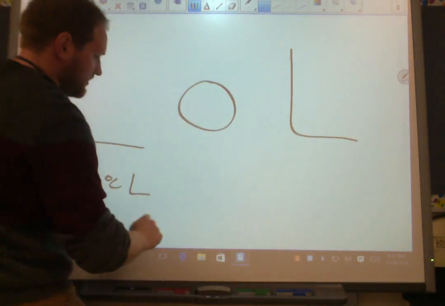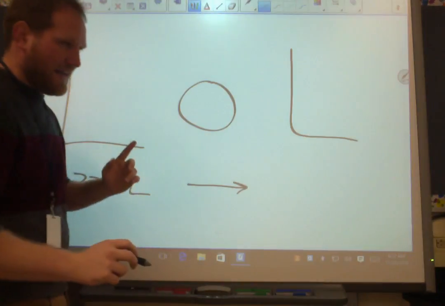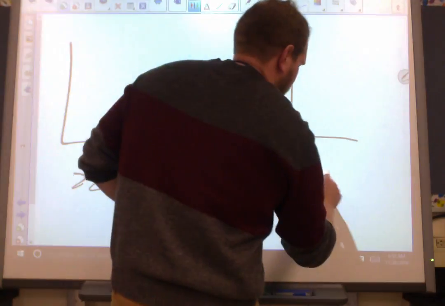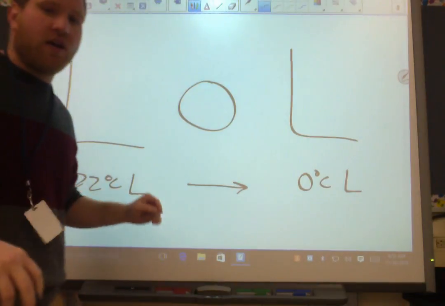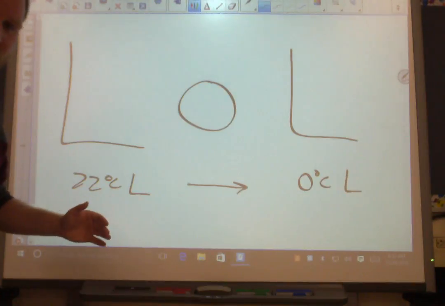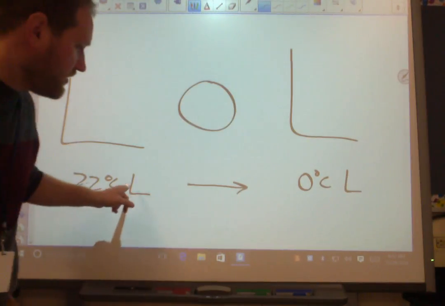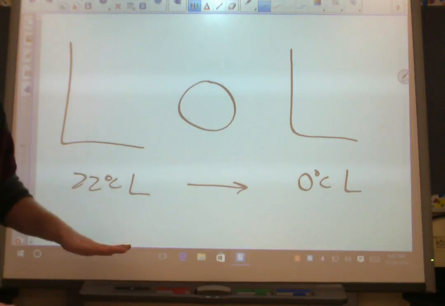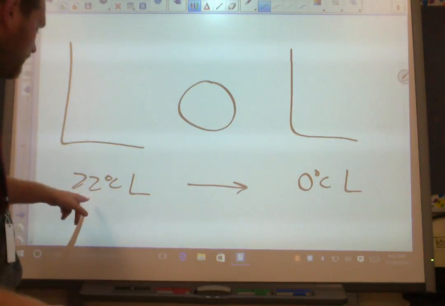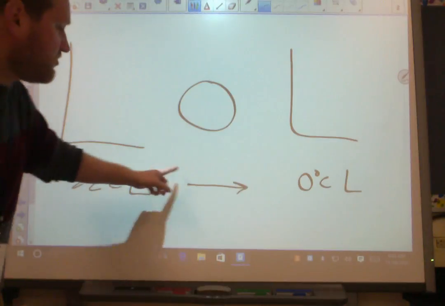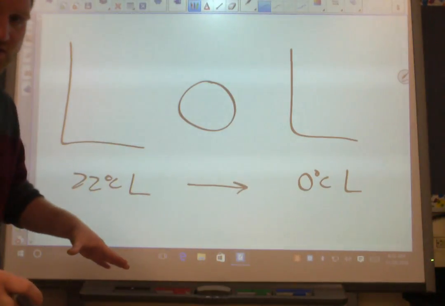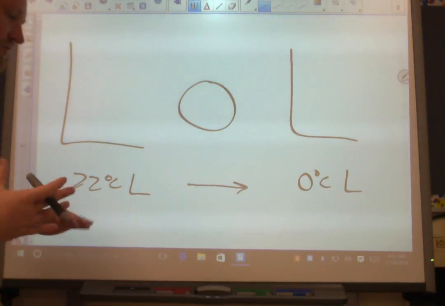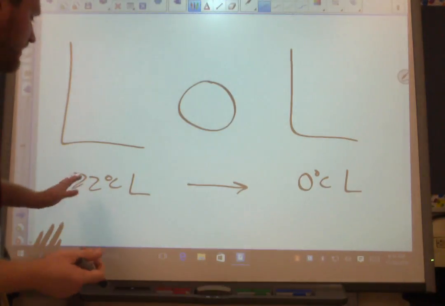22 degrees Celsius liquid, and that's going to turn down into 0 degrees Celsius liquid. Yes, it's going to eventually end up as a solid, but the first step is the liquid cooling down and remaining a liquid. It's not going to turn to a solid until it freezes, and that's going to be its own step. So the rule of thumb is you should either change the temperature or the phase in one LOL, never in 2, or never both.